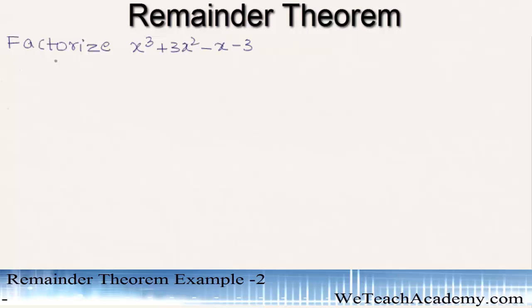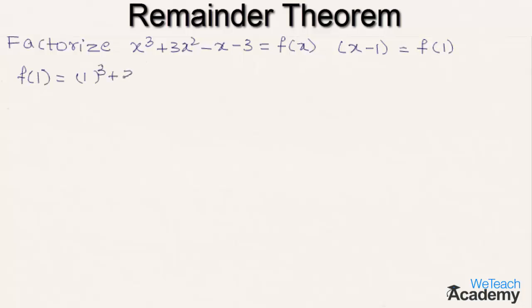Here we have to factorize x cube plus 3x square minus x minus 3. First, let us consider the given polynomial as f of x, and let us assume x minus 1 is a factor. Then the remainder would be f of 1, replacing x with 1. So we get 1 cube plus 3 into 1 square minus 1 minus 3.